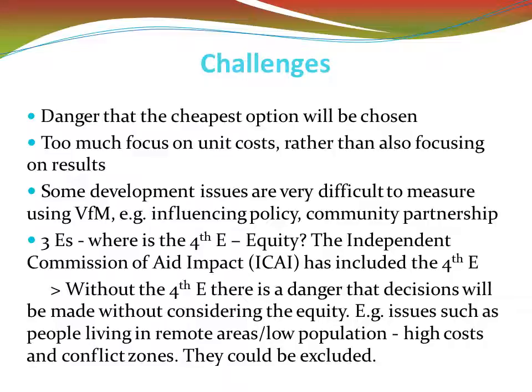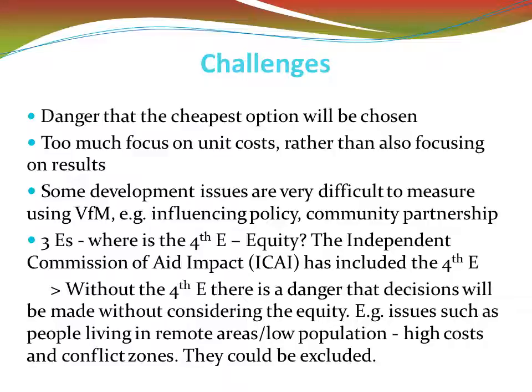There are concerns that the 3 E's, although having equity as a consideration, is not explicit enough and we should have a 4th E for equity. The Independent Commission on Aid Impact has included the 4th E in its framework. And certainly, if you don't have a 4th E there is a danger that decisions will be made without considering the equity issues.